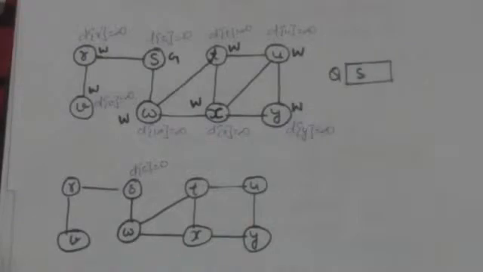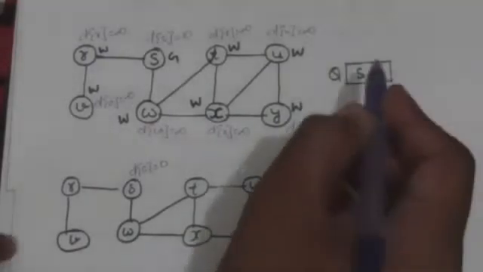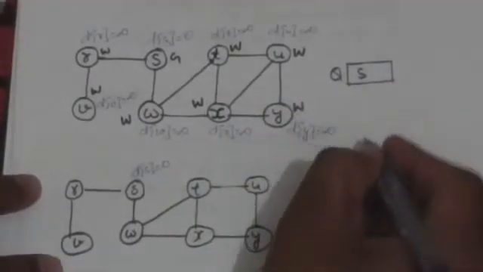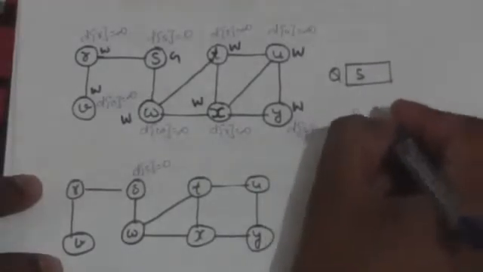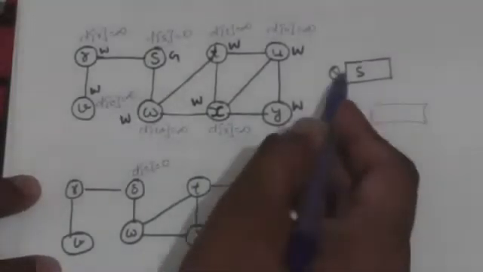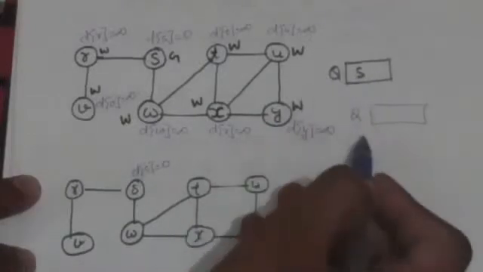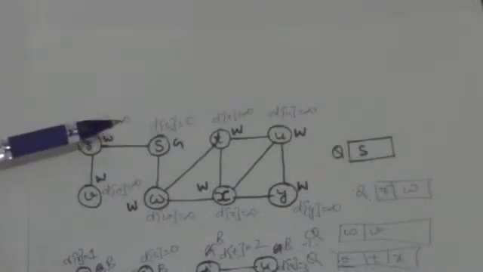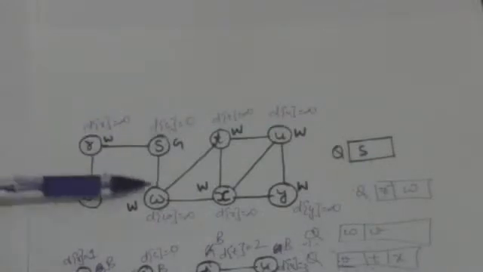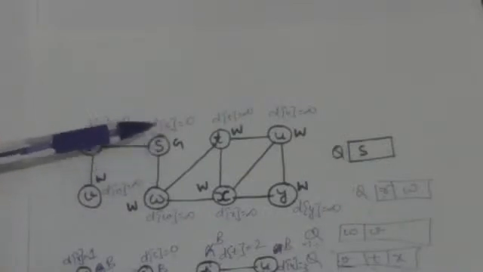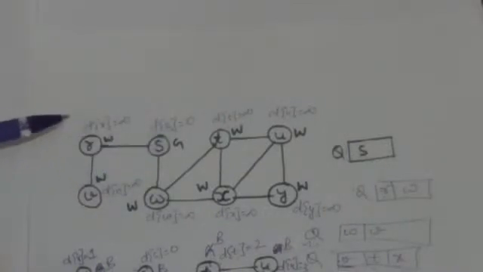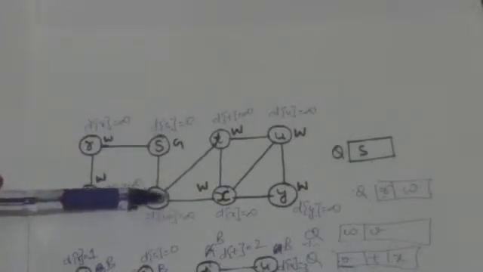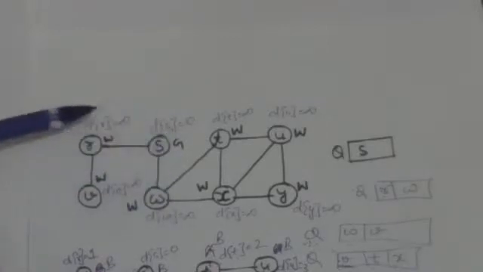So what will we do? First of all, we will dequeue vertex S from Q. So we have dequeued the vertex S from Q. Now you can see that there are only 2 white vertices which are adjacent to vertex S. There are only 2 vertices R and W which are white in color and adjacent to vertex S.